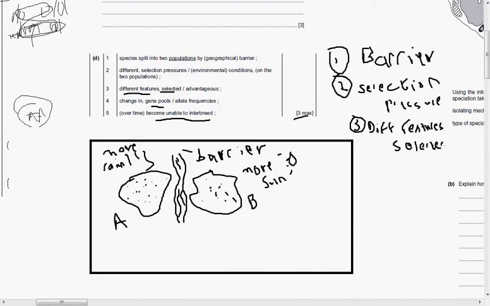And the fourth thing is, you should remember these terms, they're very important. Change in gene pool. Now what is gene pool?